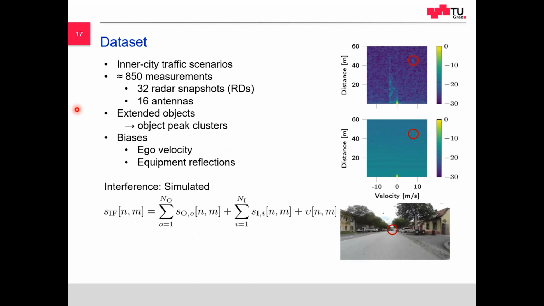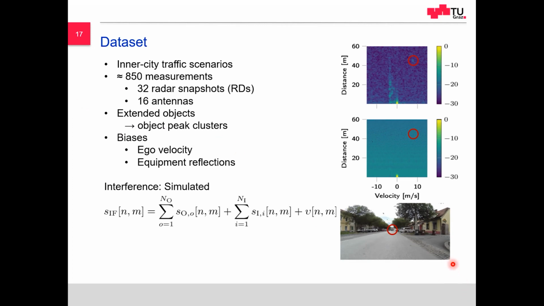As for the data set, we took the measurements in inner city traffic scenarios. We took around 850 measurements with multiple radar snapshots and antennas each. These measurements contain extended objects, which means that we have object peak clusters rather than single peaks on one range Doppler cell. And also we have some very strong biases in the data, such as the ego velocity of the measurement vehicle and the equipment reflections. The interference is simulated and added to the time domain measurement signal as in the equation given up below.